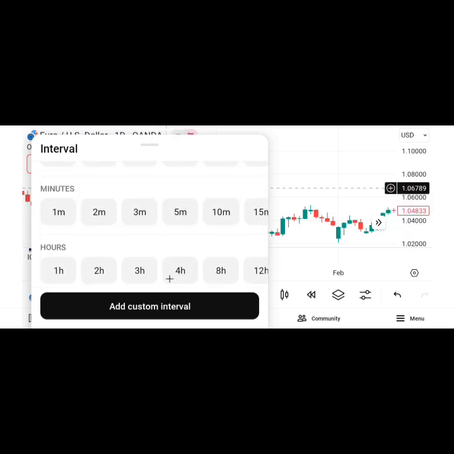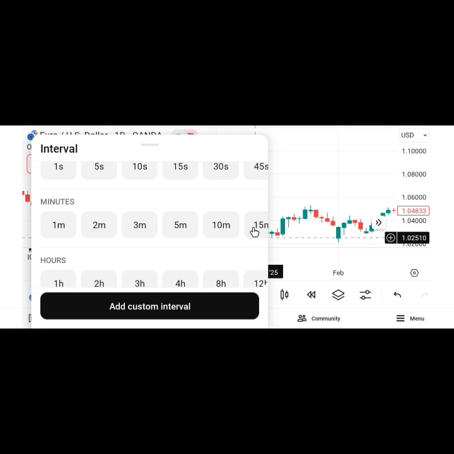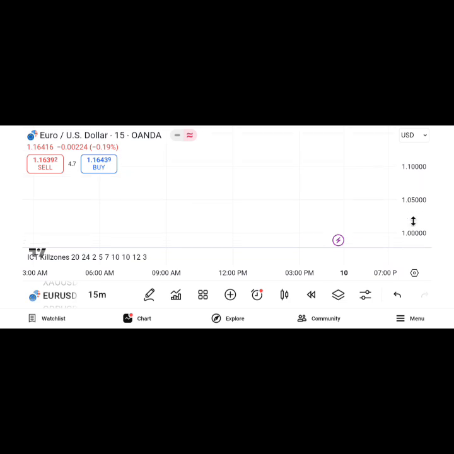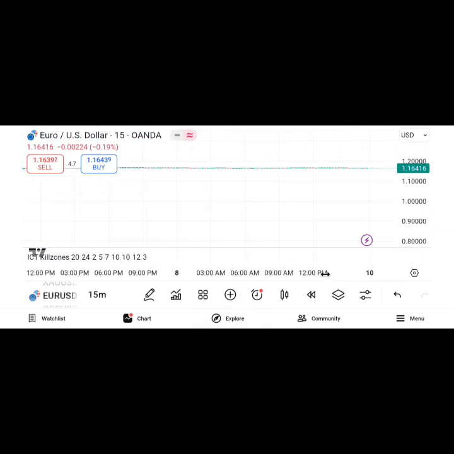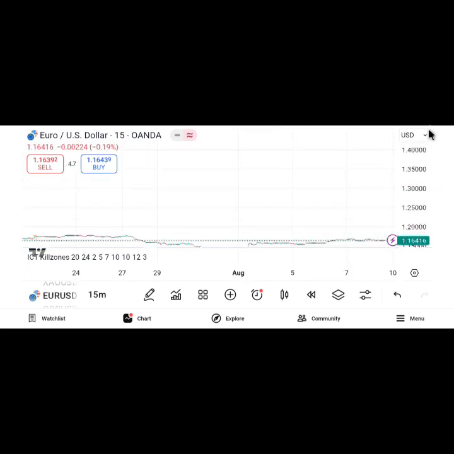So let's go to 15-minute time frame. The video is getting longer, but let me see if I could find an example of where we could have used it to take a trade, to take a confirmation.